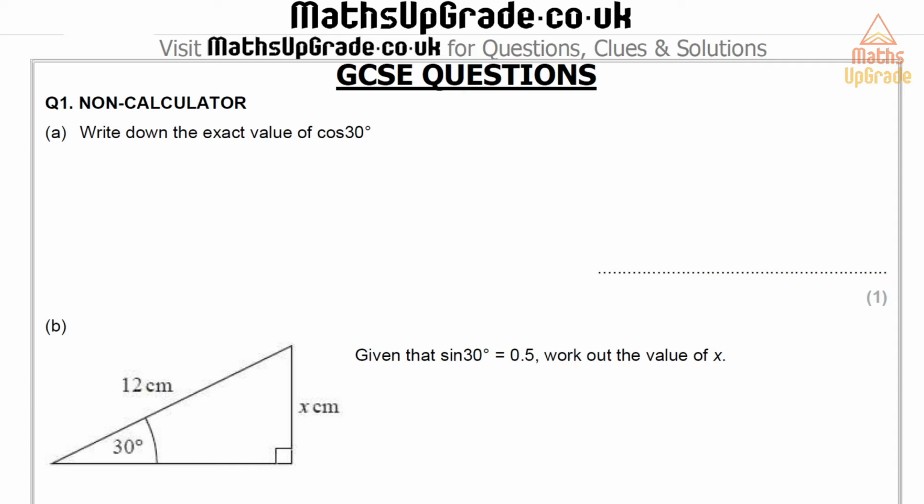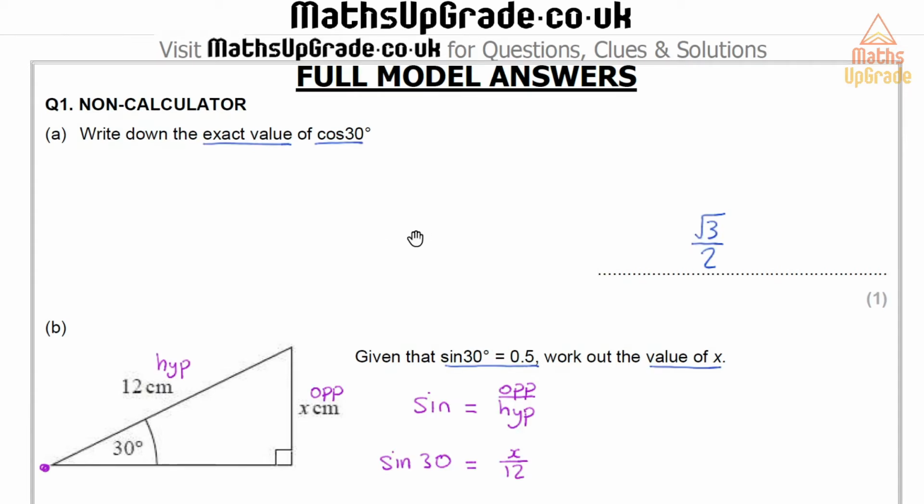Question 1 asks us for the exact value of cos 30. These are values that you should be able to recall for the exam. So the exact value of cos 30 is root 3 over 2.